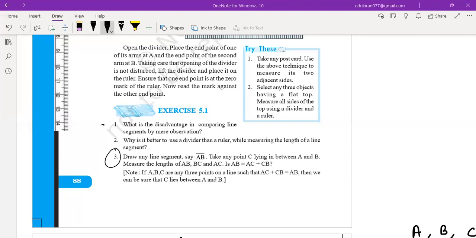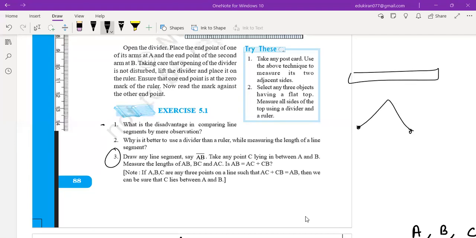Okay. Now coming to the second one. The second question says, why is it better to use a divider than a ruler while measuring the length of a line segment? You know the divider, you know the ruler, right? Yes, ma'am. So the divider looks like this, and the ruler is a straight one. So why is it better to use this? The answer would be: while using a ruler, chances of error occur due to the thickness of the ruler and angular viewing. Hence, using a divider, accurate measurement is possible.